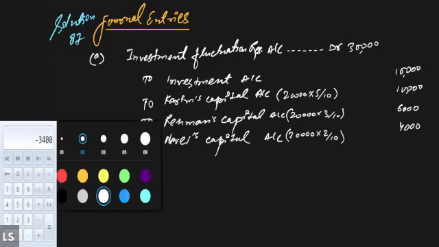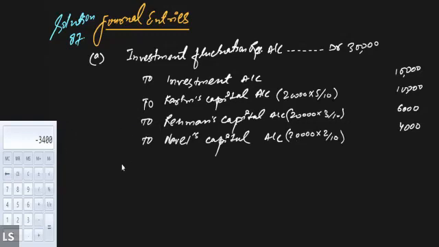And we will have to write the narration in this question as well. So we'll write down the investment fluctuation reserve adjusted toward the loss in the investment, and remaining is adjusted and distributed among partners.